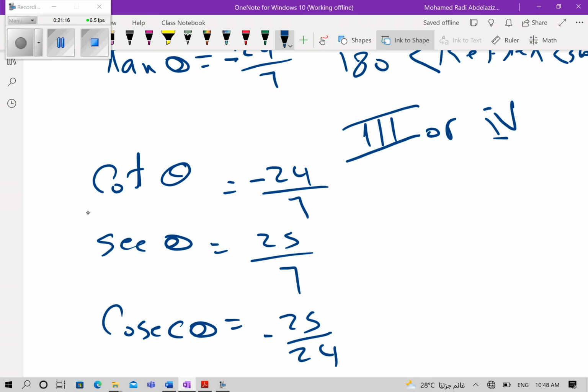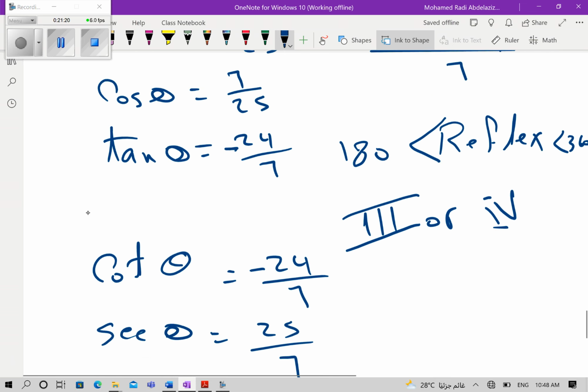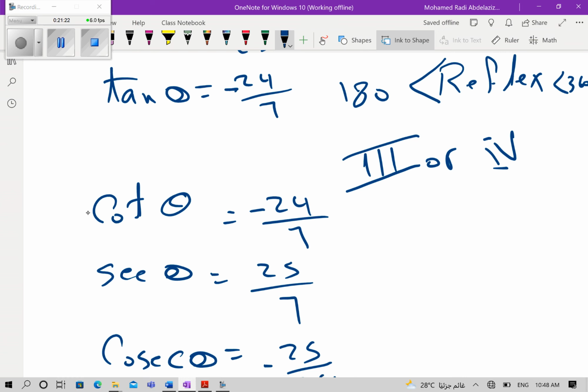Now the question. Where? The cotan is 7 over 24. Yes, right. 7 over 24, negative.